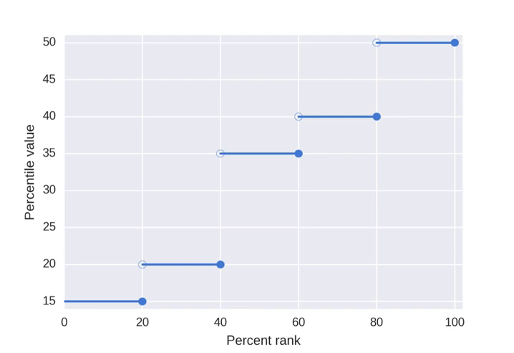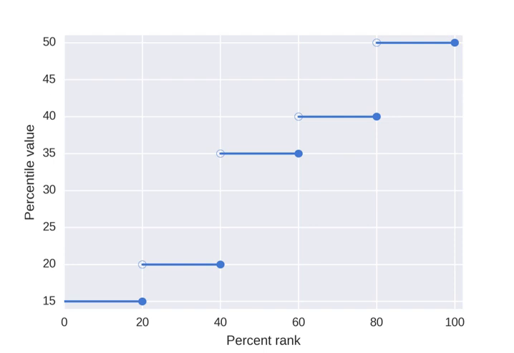So the value of the 40th percentile is v(2.6) = v2 + 0.6(v3 - v2) = 20 + 0.6(35 - 20) = 29.